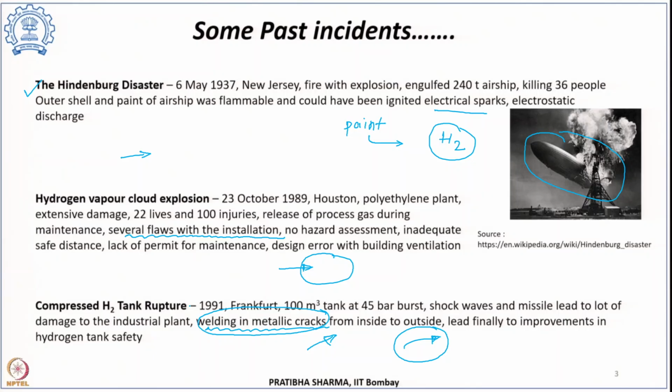This was the three examples, each from a different perspective. These three different error perspectives lead to catastrophic failure of the hydrogen tank. The second one is hydrogen vapor cloud explosions, and the first one is the Hindenburg disaster.